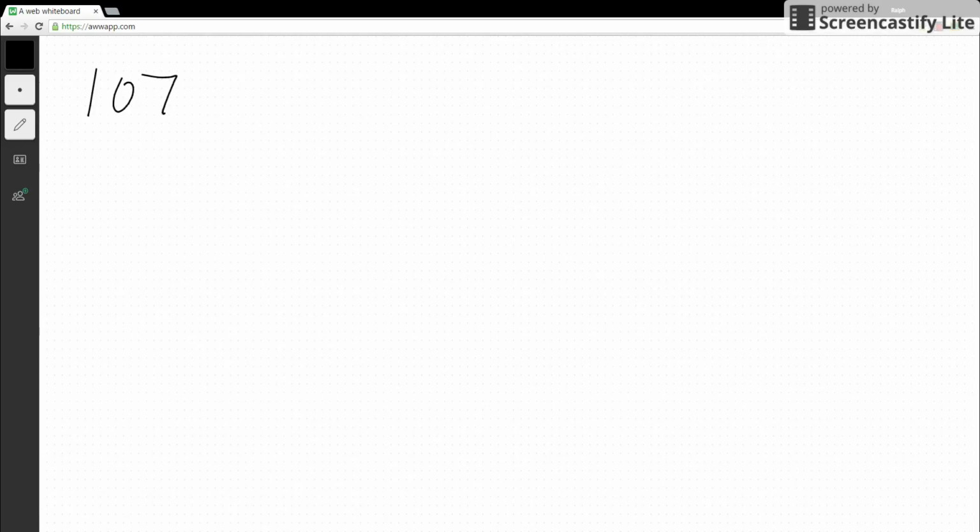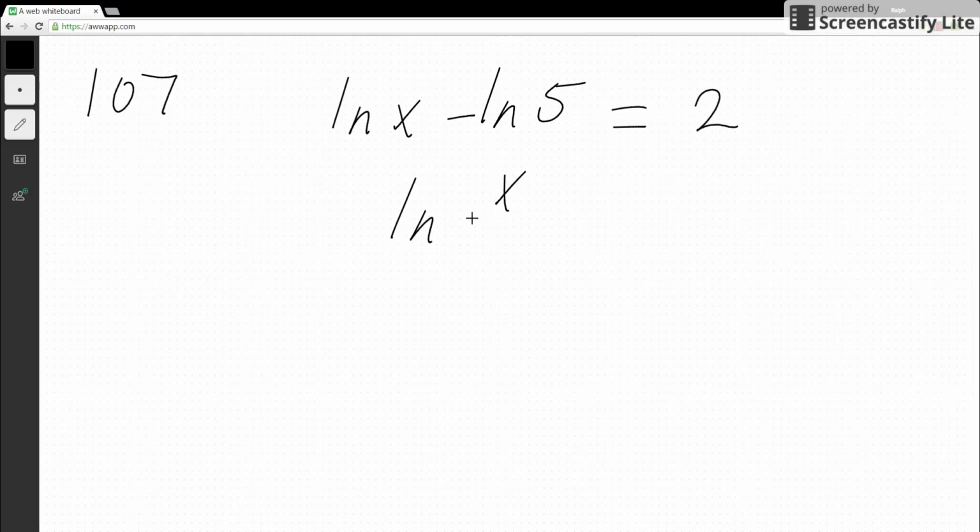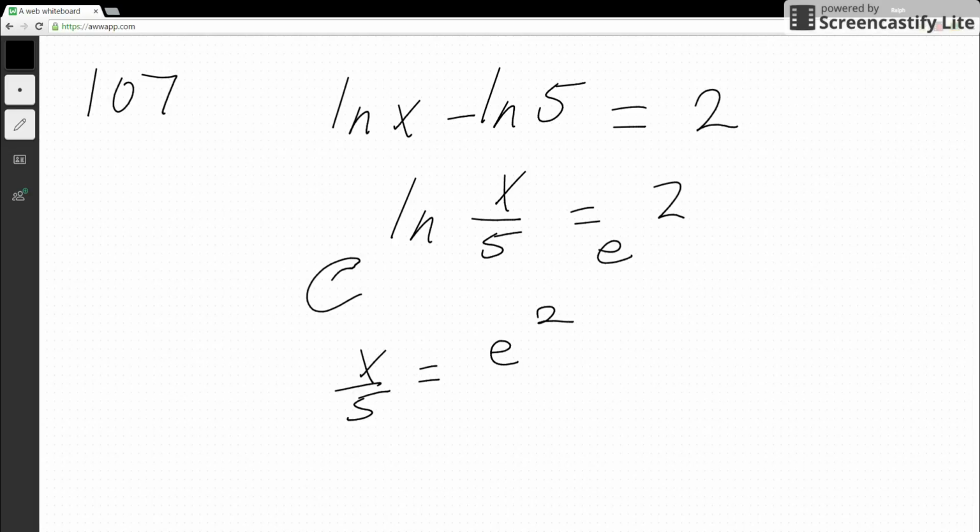107, the ln of x minus the ln of 5 equals 2. So I want this to be like the problem I just did in a sense, but I got to get it down to a single log first. So I can use a quotient property here. Then raise it to a base e. And so I get x over 5 equals e squared. And then multiply both sides by 5.